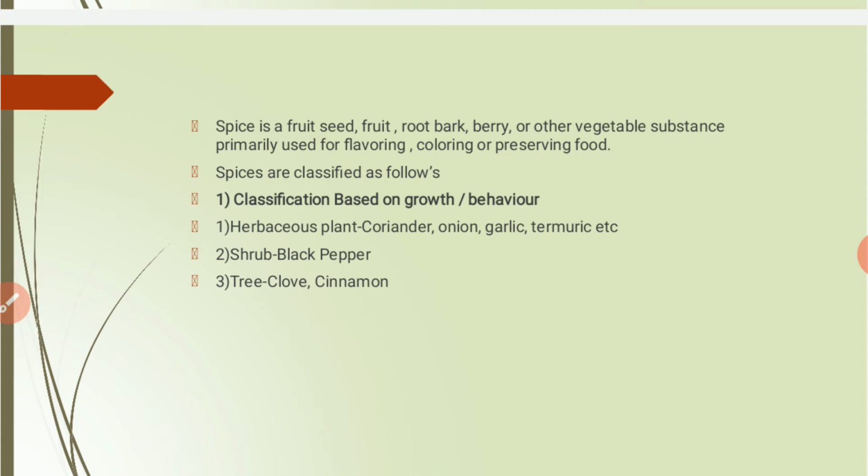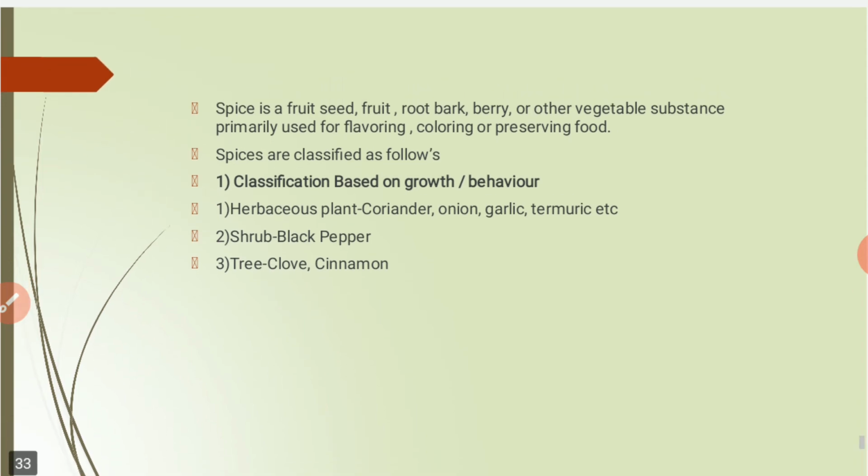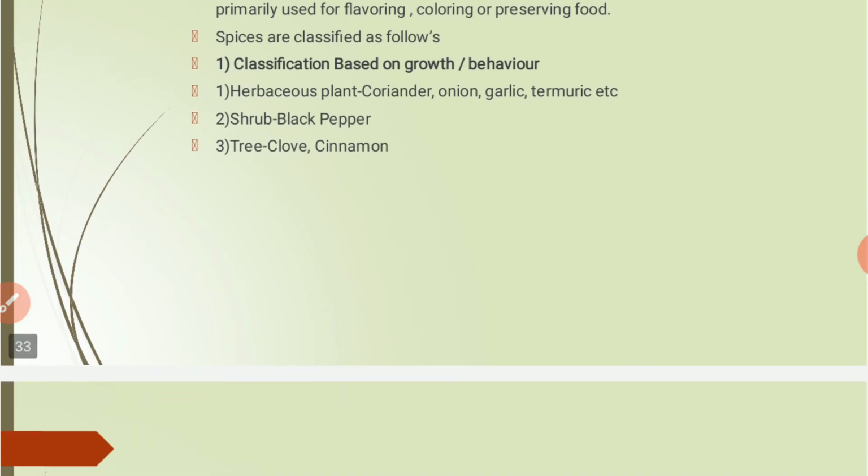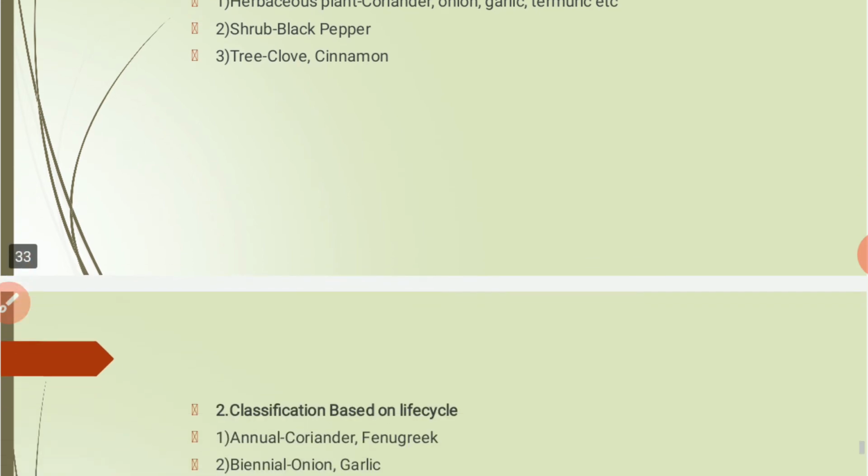So spices are classified as follows, that is classification based on growth behavior. Again the same points, that is herbaceous, shrubs and trees. In herbaceous plants, examples are coriander, onion, garlic and turmeric. In shrub, that is black pepper, and in trees, examples are clove, cinnamon. So this is the classification which is based on growth behavior.